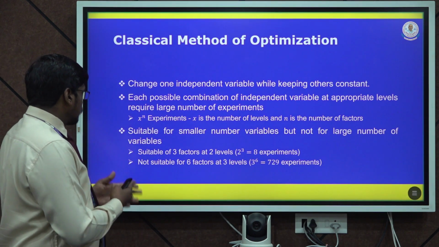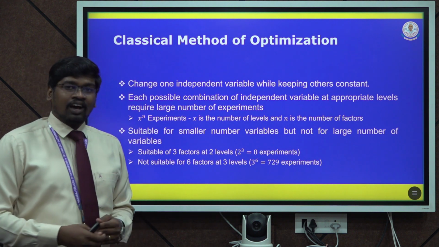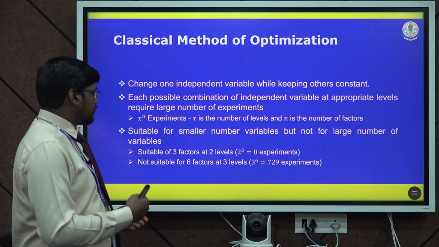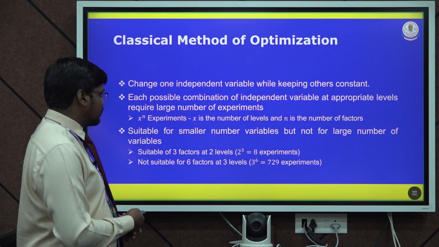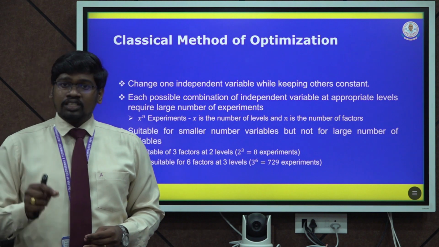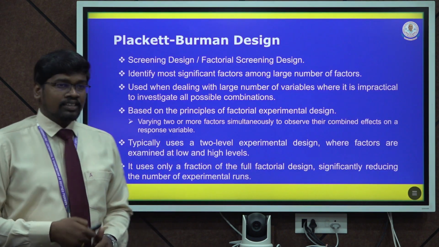So, it is suitable for a smaller number of variables, where with 3 factors and 2 levels we have 2 power 3, 8 experiments. In the same way, it is not suitable for 6 factors at 3 levels. When we are using 6 factors at 3 levels, we need to do 729 experiments to find out which is the factor most influencing. To avoid this issue, Plackett Burman design was developed.